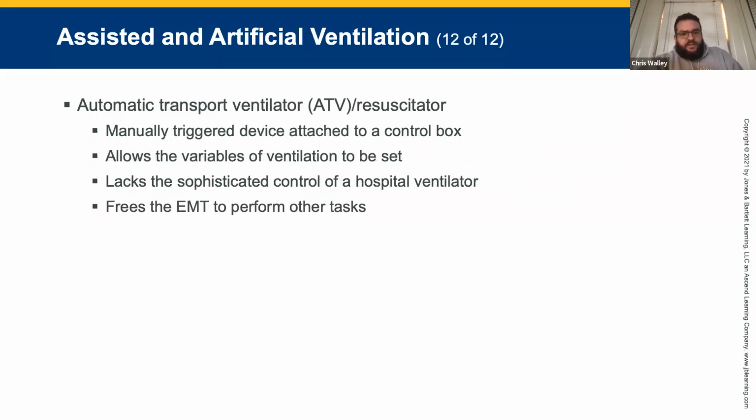So an ATV, which is an automatic transport ventilator, is the same thing that we put people on in the hospital when they get put on a ventilator. We carry those on the ambulances also. An ATV is a ventilation device attached to a control box that allows variables of ventilation to be set. You won't do that, so I'm just going to skip it.